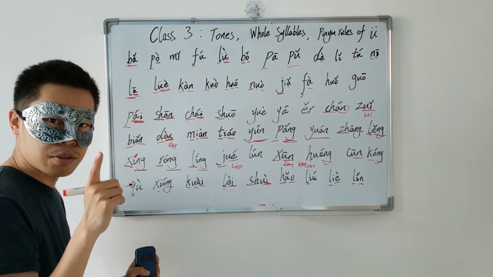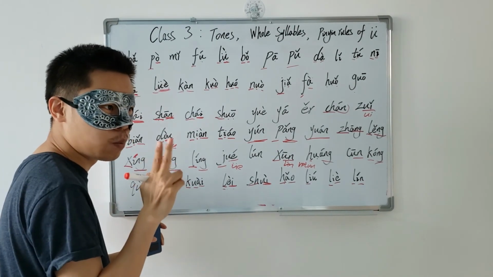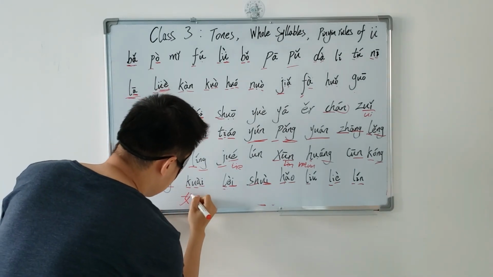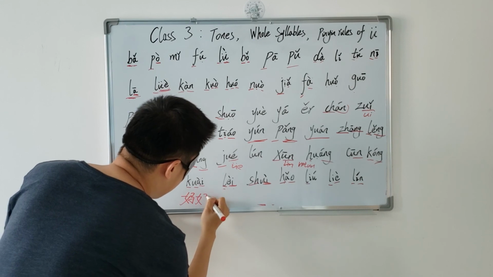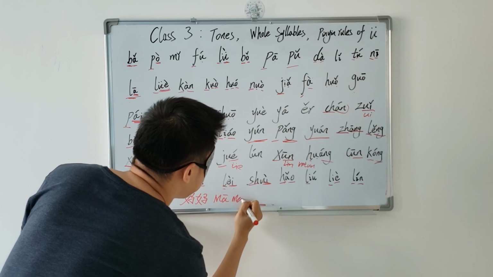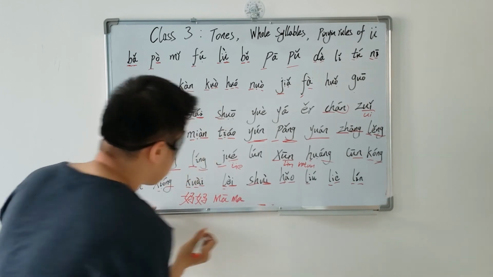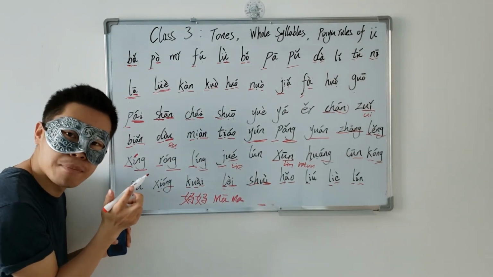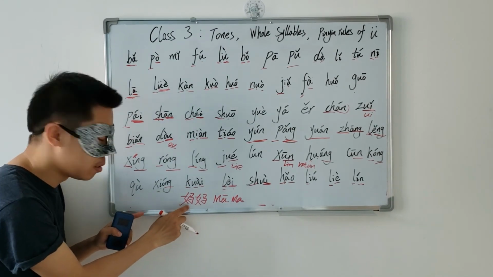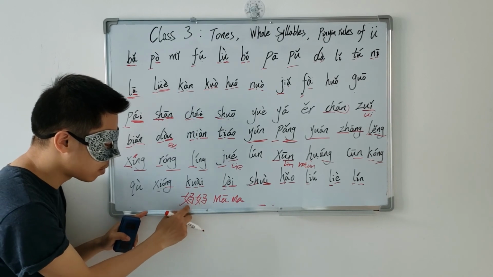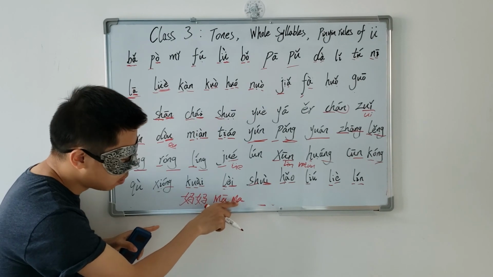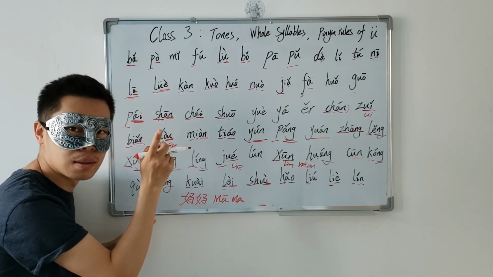So in Chinese characters, when you see 2 same characters together, for example, like mama, ma. So when you see 2 same characters together, for example, mama, it means mother. This ma character means mother. So you see 2 mother, mama, together. So the second character has no tone.